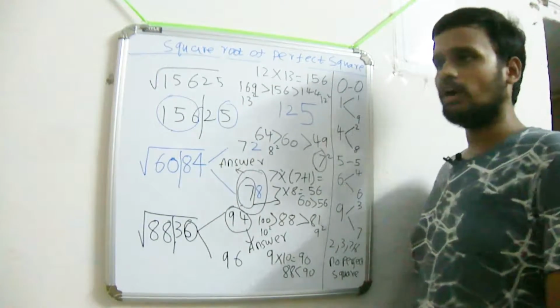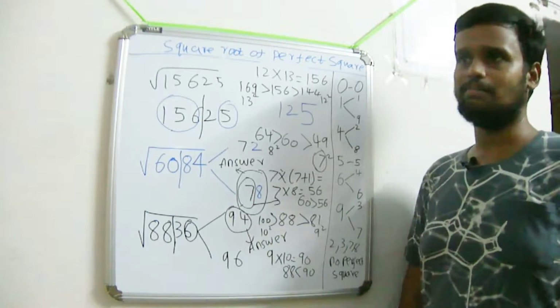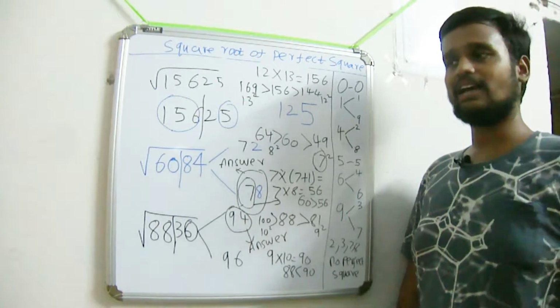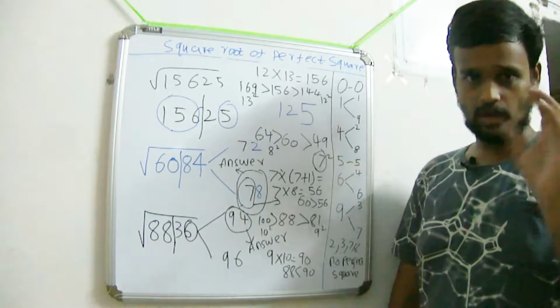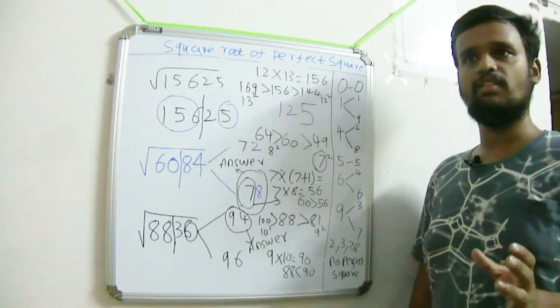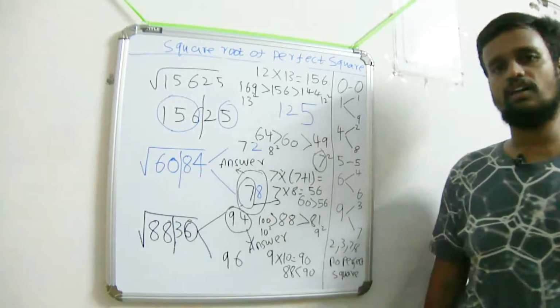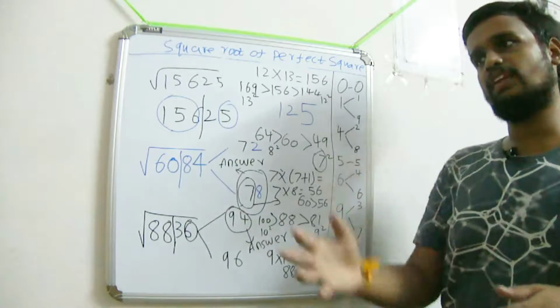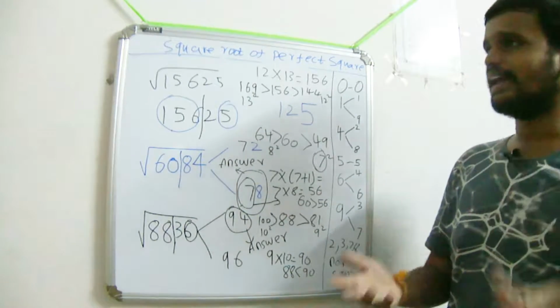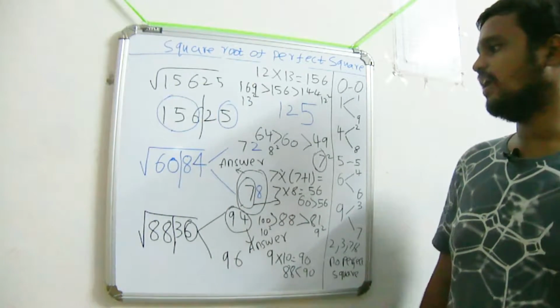Okay, so the concept is about any number which has a perfect square. For example, if you take 10 squared, it is 100, and if you take 15 squared, you will arrive at 225. Similarly, we can take another example.